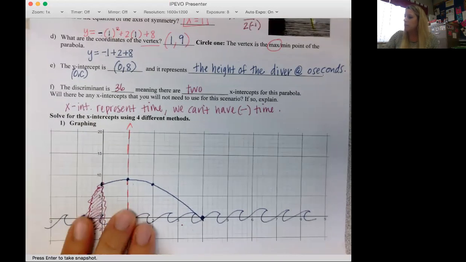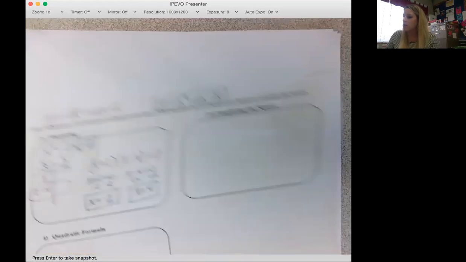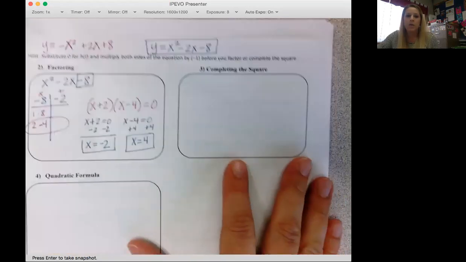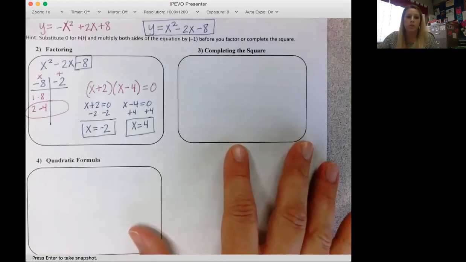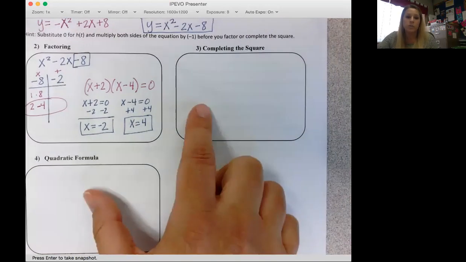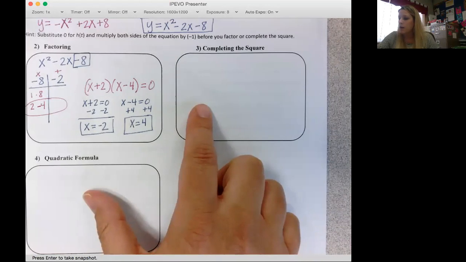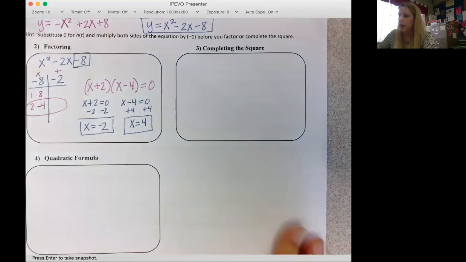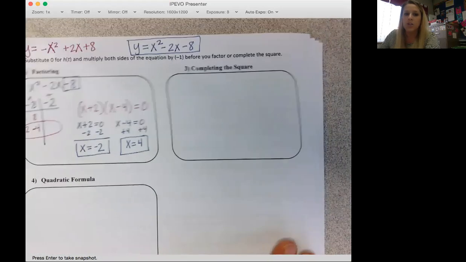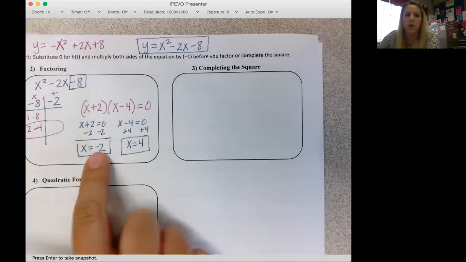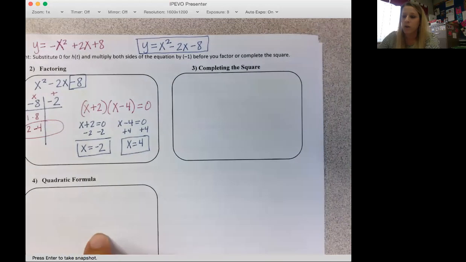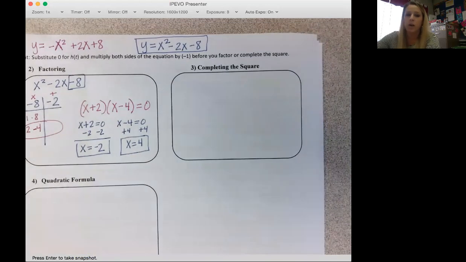Okay, so I'm complete with the front page. Now I'm going to go to the back, and I'm going to finish by doing completing the square and quadratic formula. These two are going to be on the video that I posted earlier. So you can be looking at that. And they should have the same answer. Like I already know what my answers are for these two. So all I want you to do is show me the work to support that.